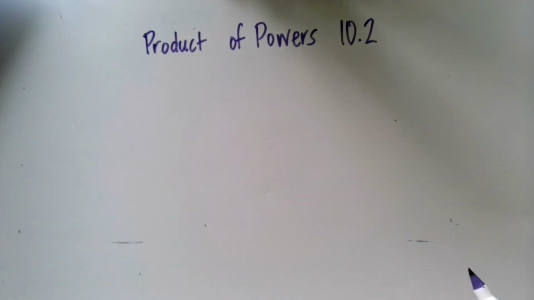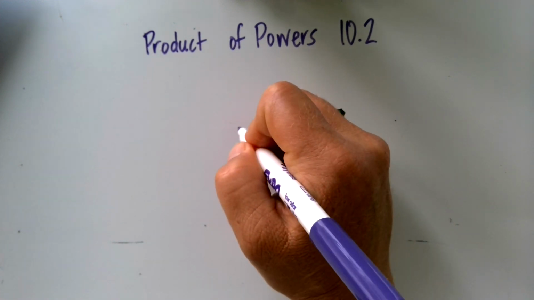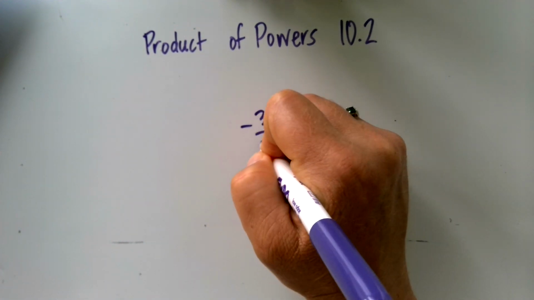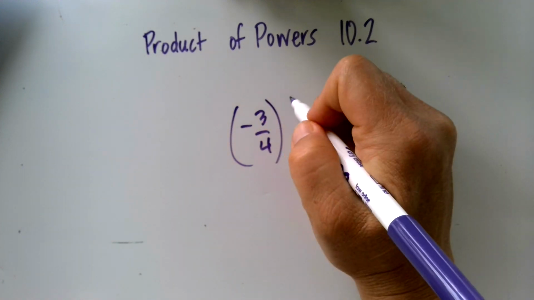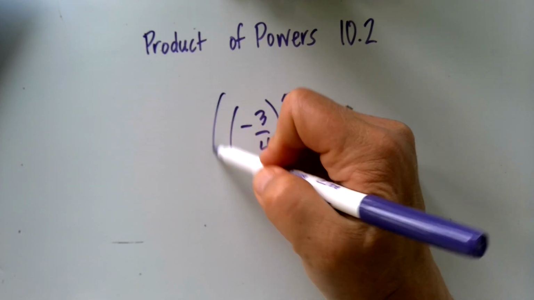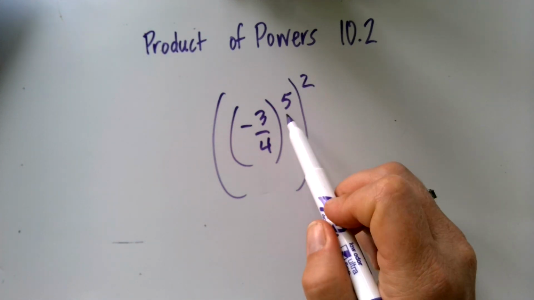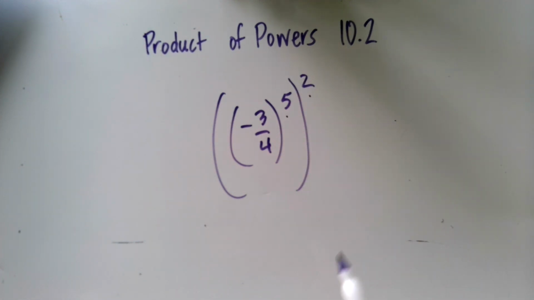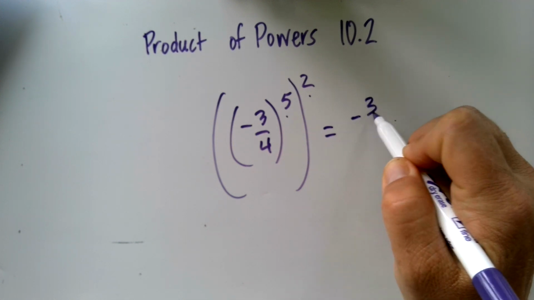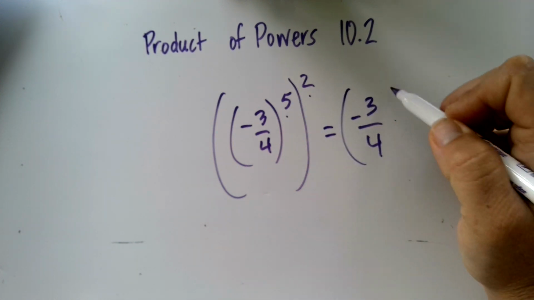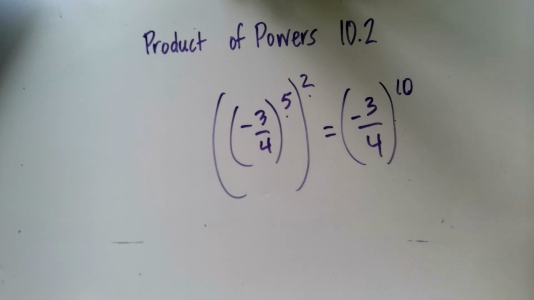If you have a power of a power, let's say we have -3/4 raised to the 5th power, and that whole thing is squared, you will multiply exponents. So that would end up being -3/4 to the 10th power.